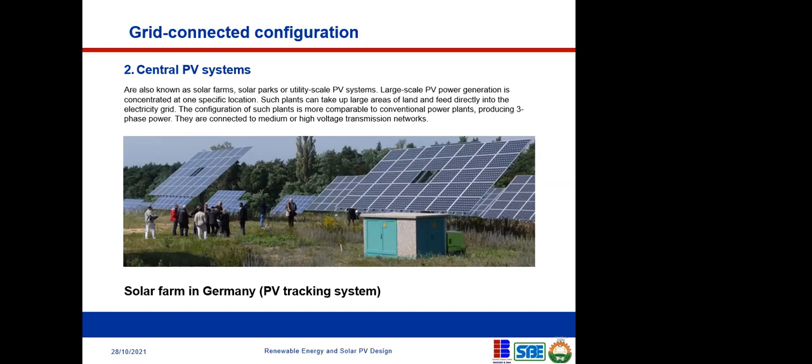So these are also known as solar farms. When you hear solar farms, this is what they mean, or solar park or utility scale PV system. So large scale PV power generation is concentrated at one specific location, such as plants. Such a plant can take up large areas of land and feed directly into the electricity grid. The configuration of such plants is more comparable to a conventional power plant. Producing three-phase power, they are connected to the medium or high voltage transmission network.